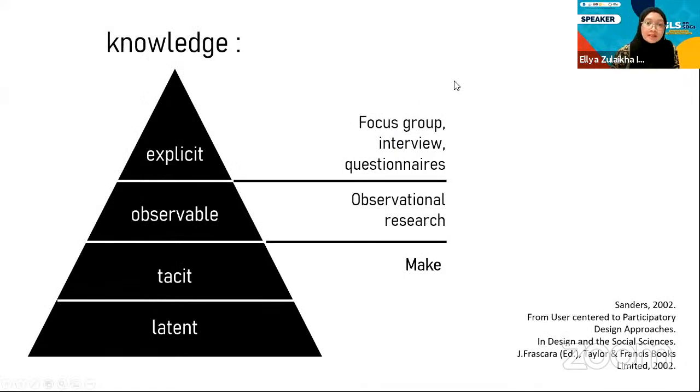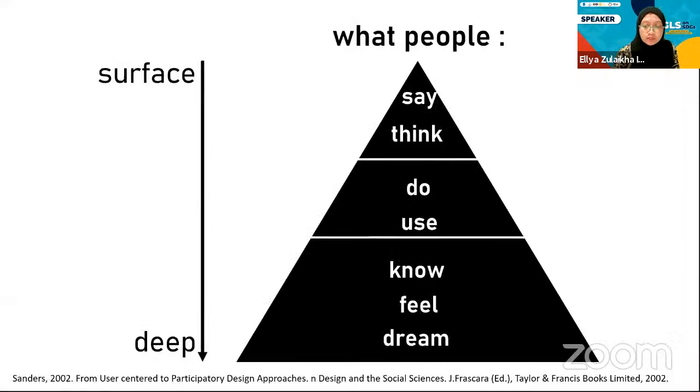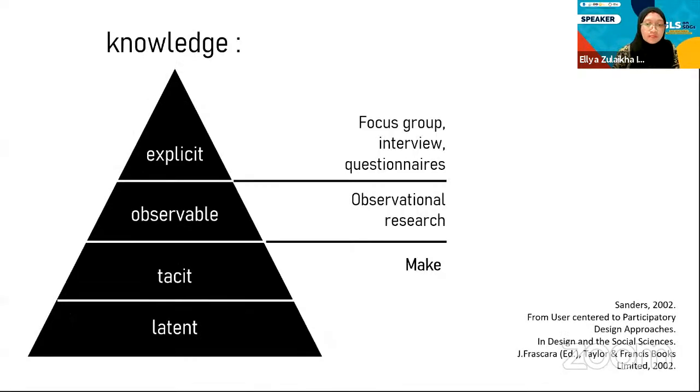And do you still remember that one? Yeah: say, think, do, use, know, feel, dream. In here, we can access explicit knowledge, while below that we can access observable knowledge.